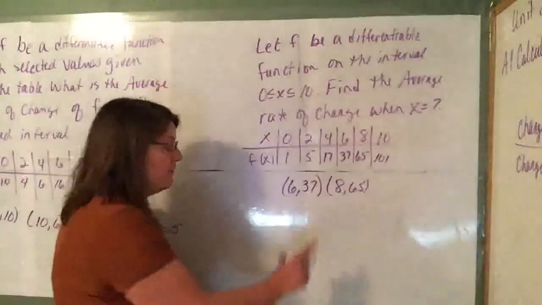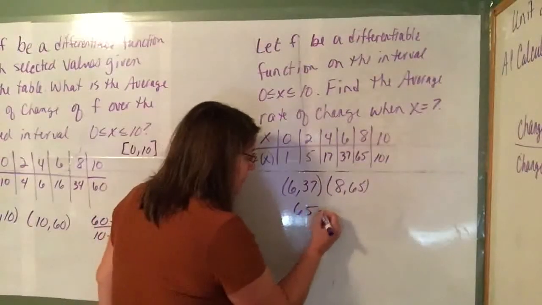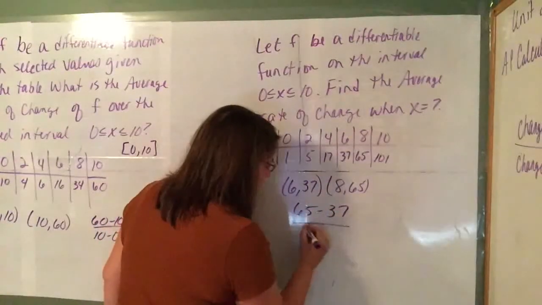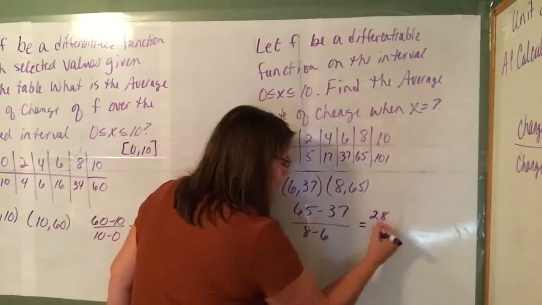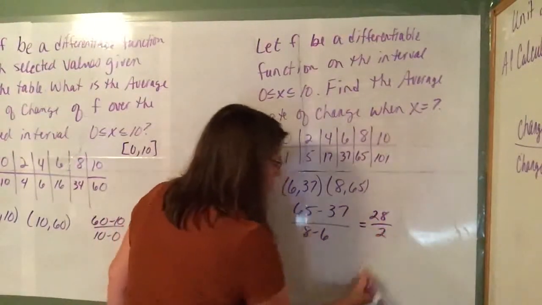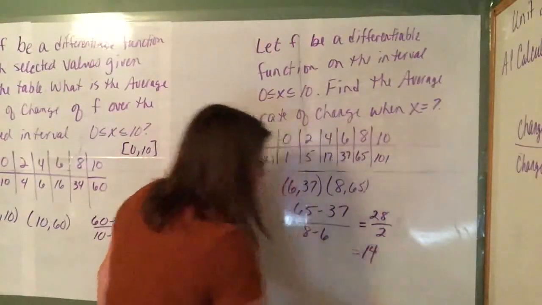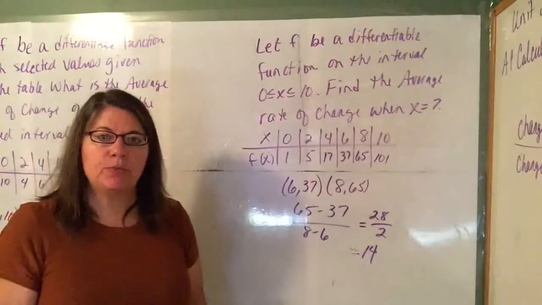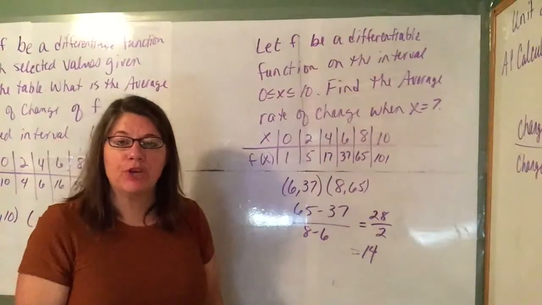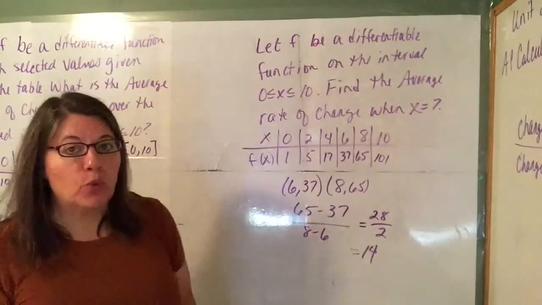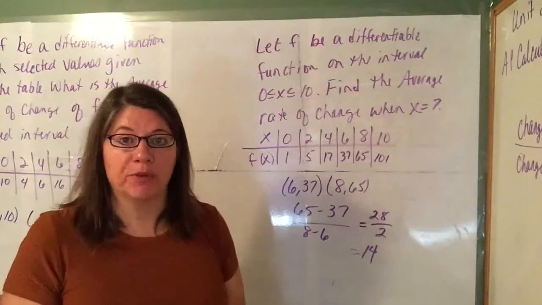So 65 minus 37 over 8 minus 6. 65 minus 37 is 28. 8 minus 6 is 2. That leaves me with the average rate of change at x equals 7 to be 14. And that's all I have to do there. So average rate of change is the difference quotient, which is the slope formula from Algebra 1.